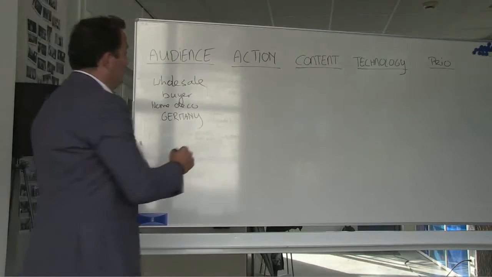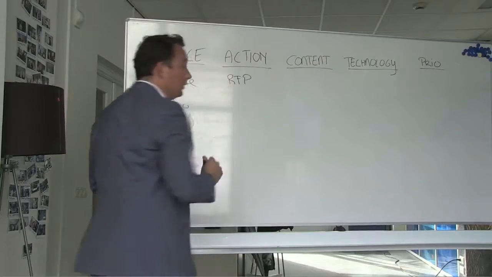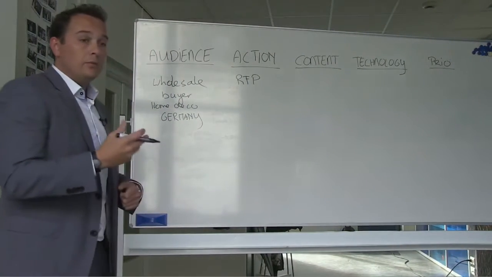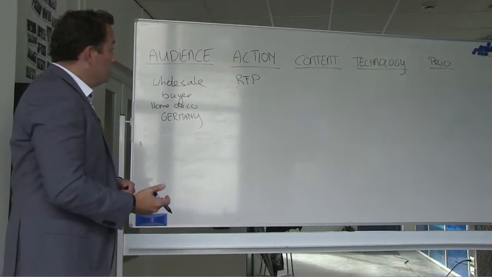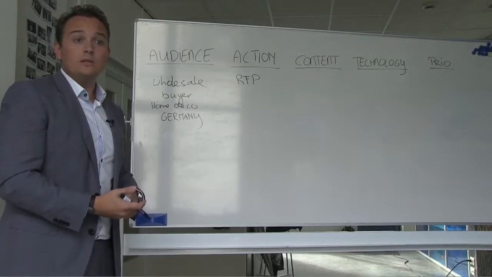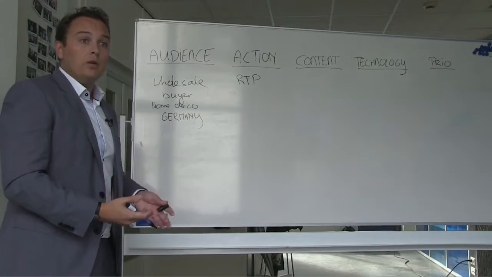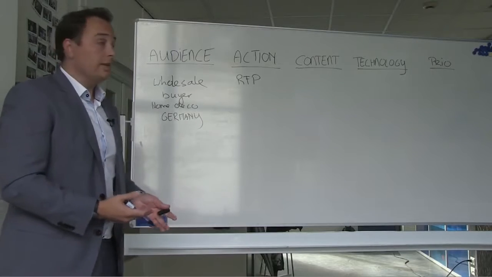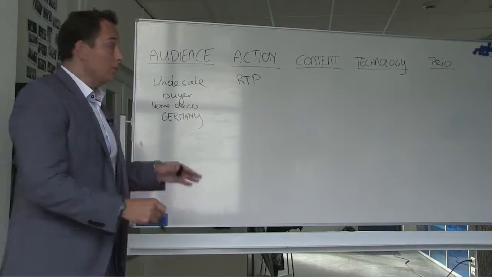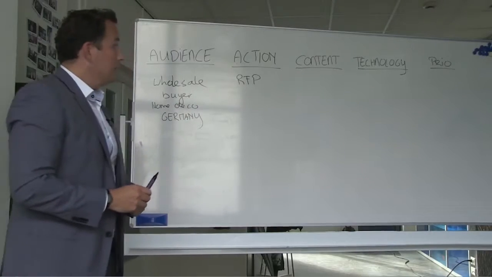So let's say you want them to do an RFP, which is of course, as we discussed earlier, a request for proposal. If you want them to make an RFP, you need to give them a reason to do an RFP. And what is the most important reason for them to do an RFP? It's content. It's the way you present content, the type of content that you present. So what we need to decide now is what kind of content we need in order to persuade this target audience to do an RFP.